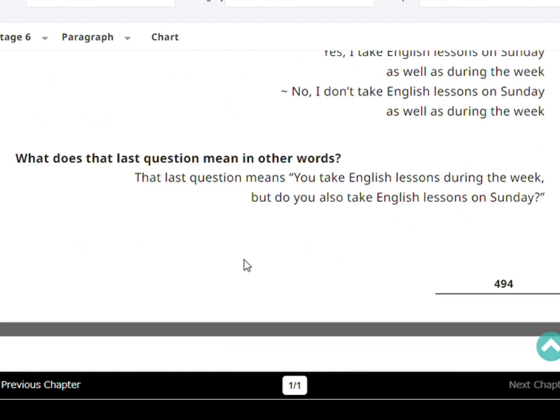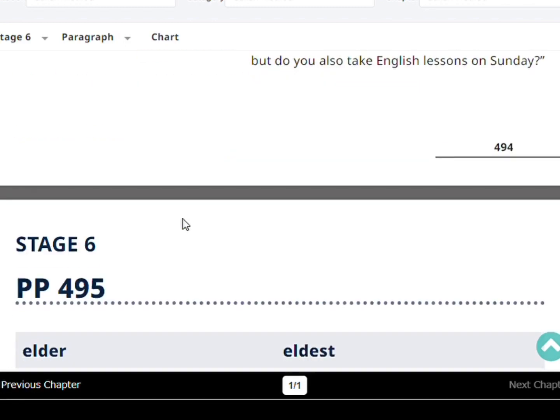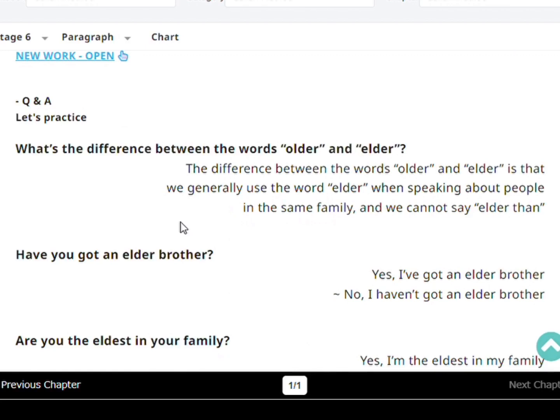What does that last question mean in other words? That last question means you take English lessons during the week, but do you also take English lessons on Sunday? Very good.